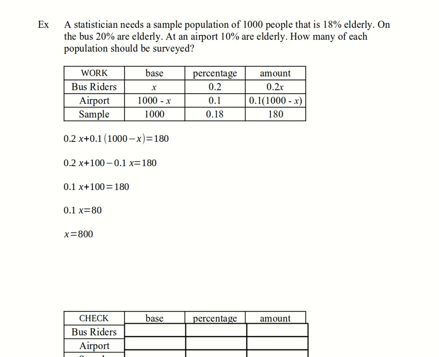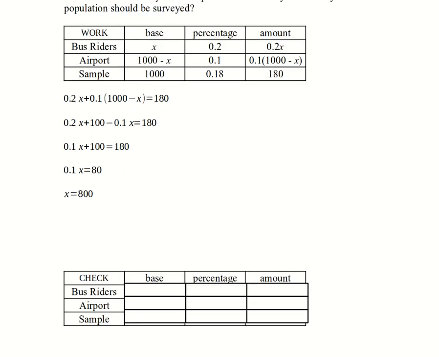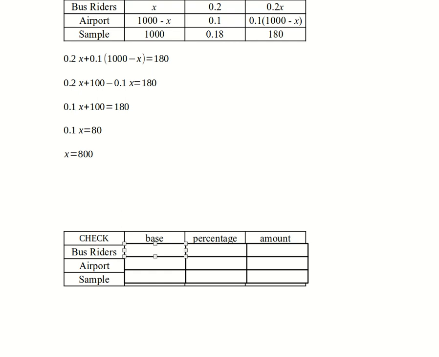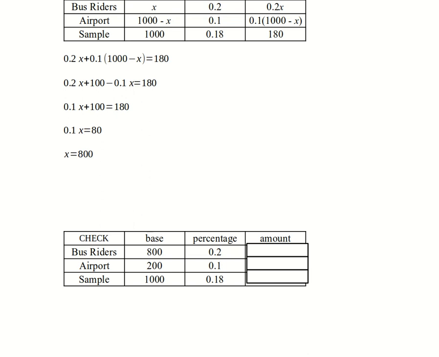So we've got x. So let's plug this in and see what we've got. So taking the place of x is 800. Our total is still 1,000, and the subtraction principle says that 1,000 minus 800 is 200. So that subtraction principle simply says whatever the number of bus riders is, you take that from the total, and you're left with the number of folks at the airport. So exactly what you'd expect. And the percentages haven't changed, so we simply recopy those. And now we multiply across.